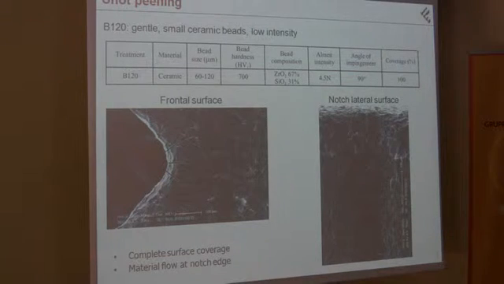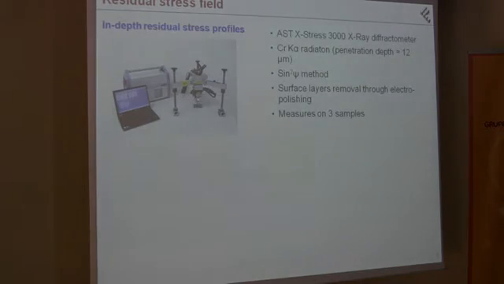You can see the SEM analysis of the surface. We can observe complete surface coverage and also a material flow at the notch edge, which is a rounding of the notch edge. As I said before, we want to carry out a careful analysis of the residual stress in the region of the notch.